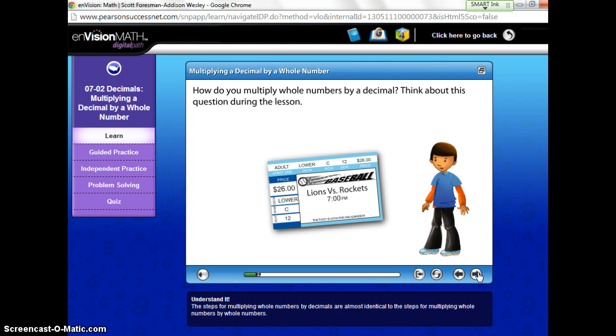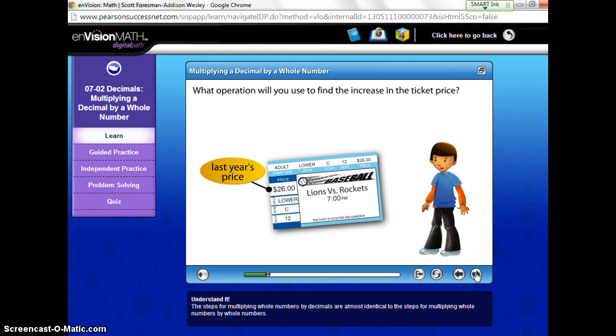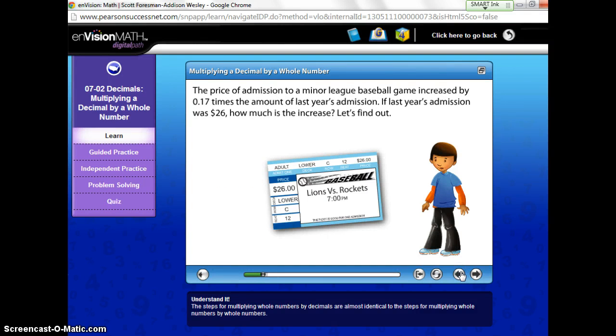So let's just say this boy has a baseball ticket and it costs $26. Now, the price of admission used to be that, but this year it increased by 0.17 times. So what operation do you think you'd use to figure out what the new price is? Aaron? You'd use multiplication. What word gave you a hint that you would multiply? Increase, and what else? What other word did you notice in what I said that should have told you that you should multiply? Will? The word times.